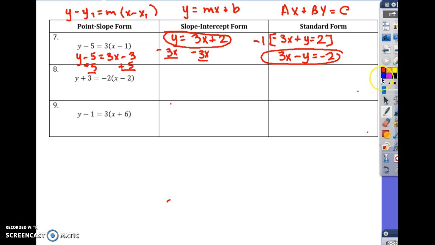All right, if you want to pause the video right now and try the next 2 problems and then come back and check it, that would be great. Okay, and I'll just continue on.